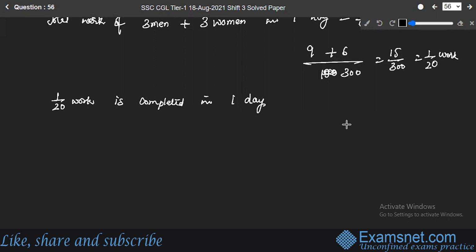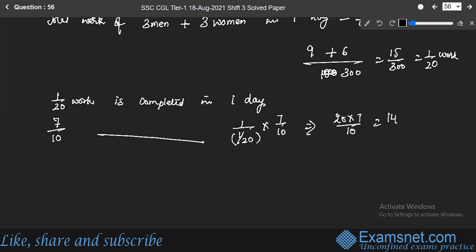Right. How much work was left? First of all, it was 7 by 10 of the work. So how much time will it take to be completed? It will be 1 divided by 1 by 20 multiplied by 7 by 10, which is equal to 20 into 7 by 10. That is equal to 14 days. So the remaining, this was the question.